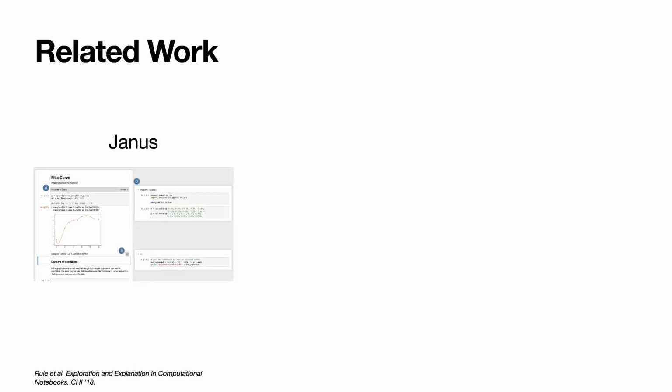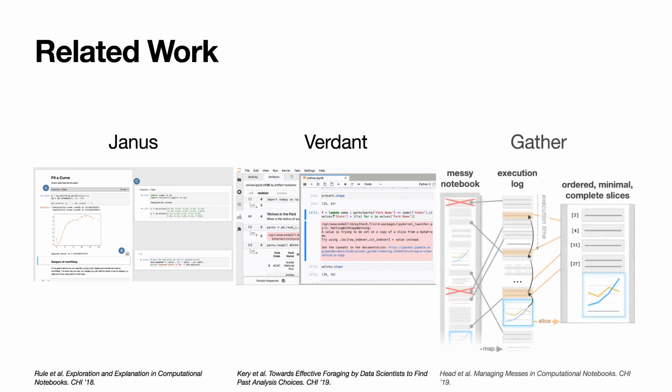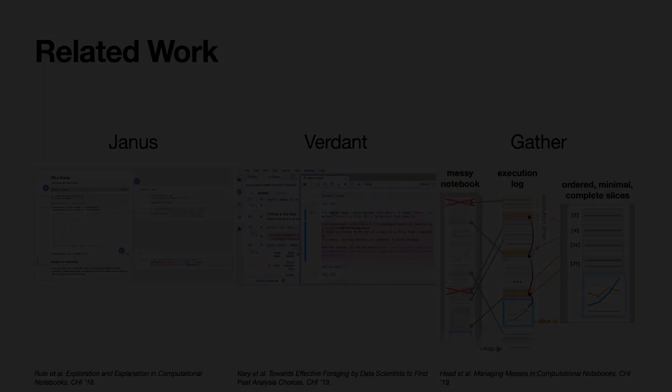Janice, from Rule et al., adds functionality to hide cells or view previous versions. Verdant, from Carey et al., allows data scientists to navigate through previous versions of a notebook. Gather, from Head et al., supports users in producing ordered code that reproduces certain results. These works all focus on the visual content of the notebook, while our work focuses on the execution state.